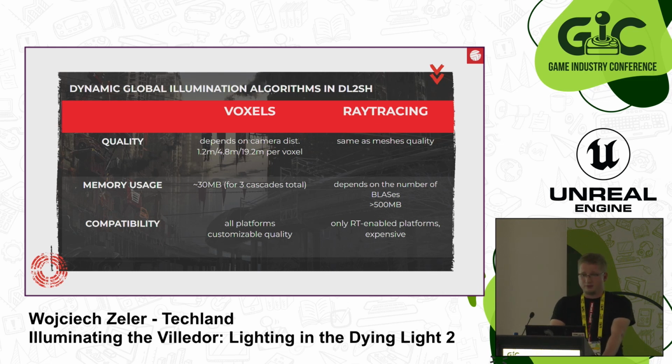Voxels are also less memory consuming because their size is fixed. We are using just a bunch of 3D textures and some helper buffers. In case of ray tracing, we need to create a bottom level acceleration structure for each mesh, and then we need to create top level acceleration structure in each frame. That takes hundreds of megabytes and a few milliseconds.